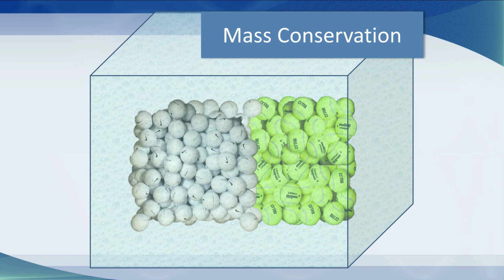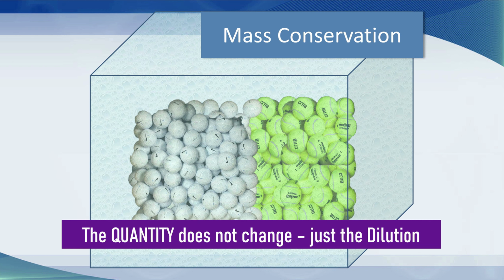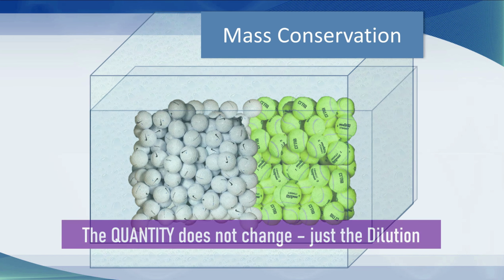If you come along and you increase the amount of fluid, the amount of water around these particles, the quantity does not change, just the dilution. So for example, if you overhydrate a patient, their plasma sodium and chloride and potassium will drop. The total amount of sodium is the same, but the dilution causes the concentration to fall.